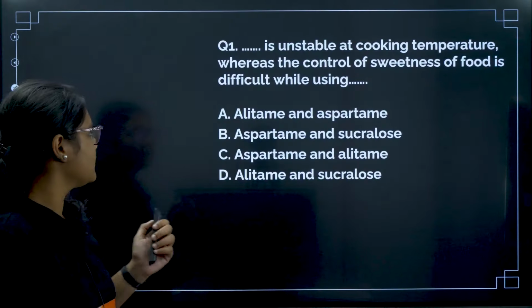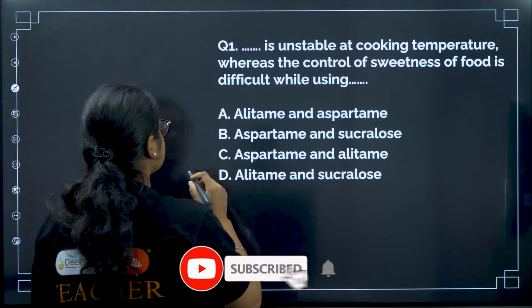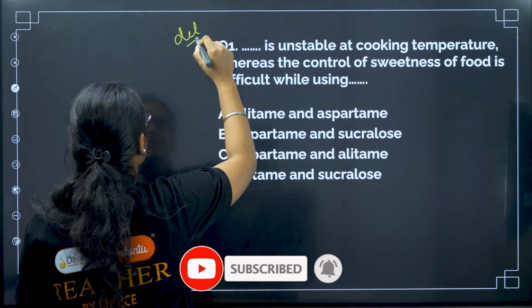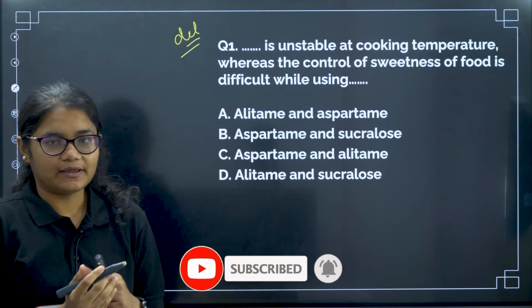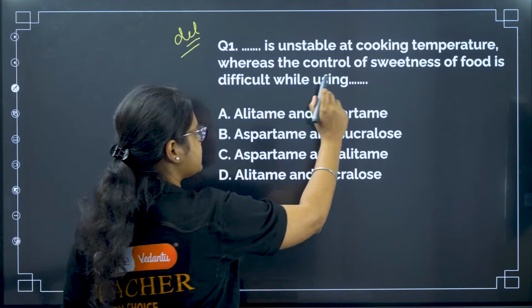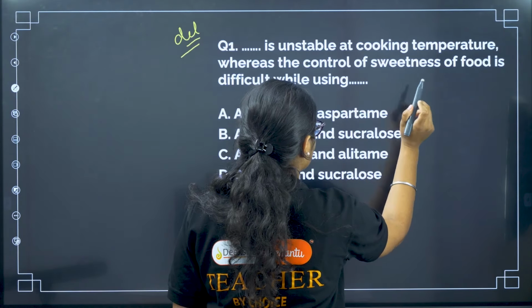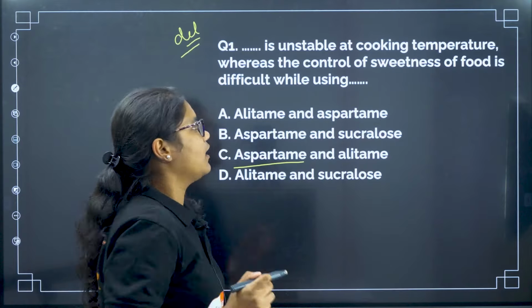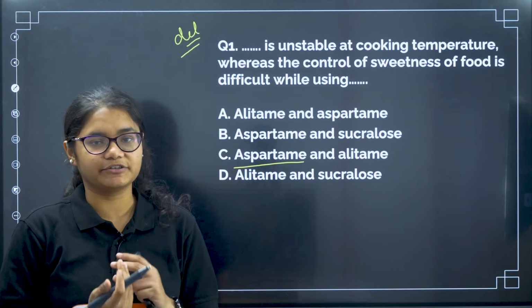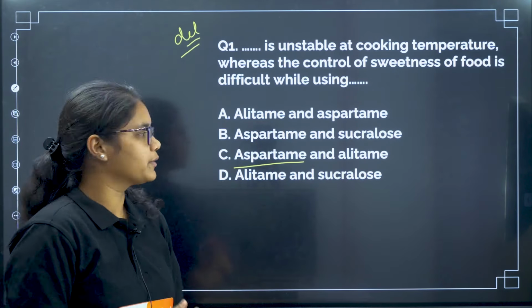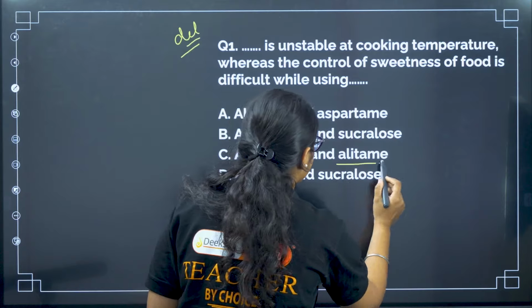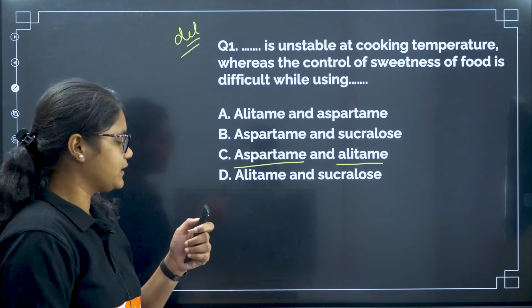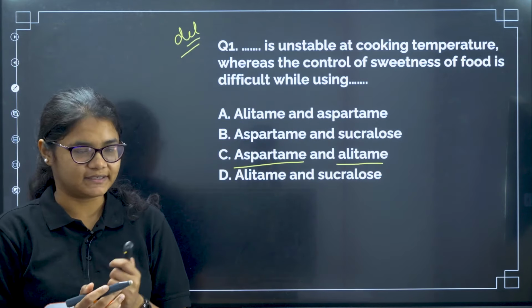Okay. So coming to the first question. The first question is from your deleted syllabus. That is, I think, chemistry in everyday life. This one: gas is unstable at cooking temperature, whereas the control of sweetness of food is difficult while using. So aspartame is an artificial sugar which is unstable at cooking, and the sweetness of the food cannot be controlled for alitame. Okay. So the correct answer for this question is option number C.